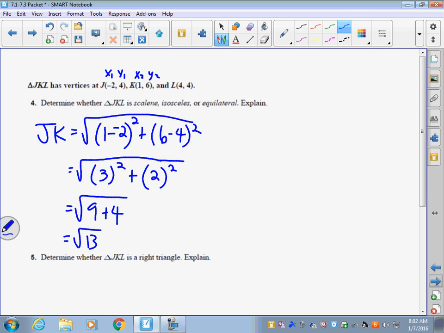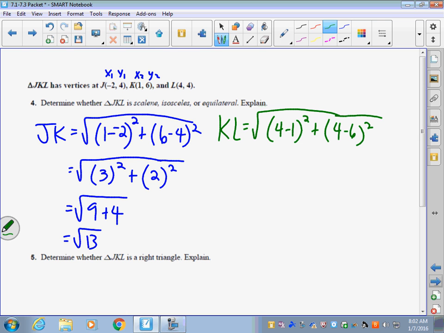You can just get to the radical form because we can look to see if they have the same radical to determine the length. So we're going to do JK. Then we're going to do the same thing for the next combination. That would be KL. So I'm going to do difference of the x's, so 4 minus 1 parentheses squared plus 4 minus 6 parentheses squared. And I'm going to simplify.